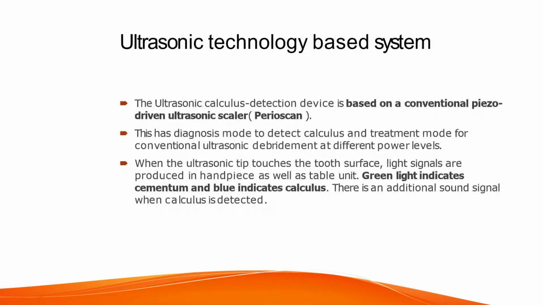Then further you have the Perioscan, which can be used to detect as well as remove calculus. As I said, green light indicates cementum while blue indicates calculus. There is also an additional sound signal that is heard when calculus is being detected.